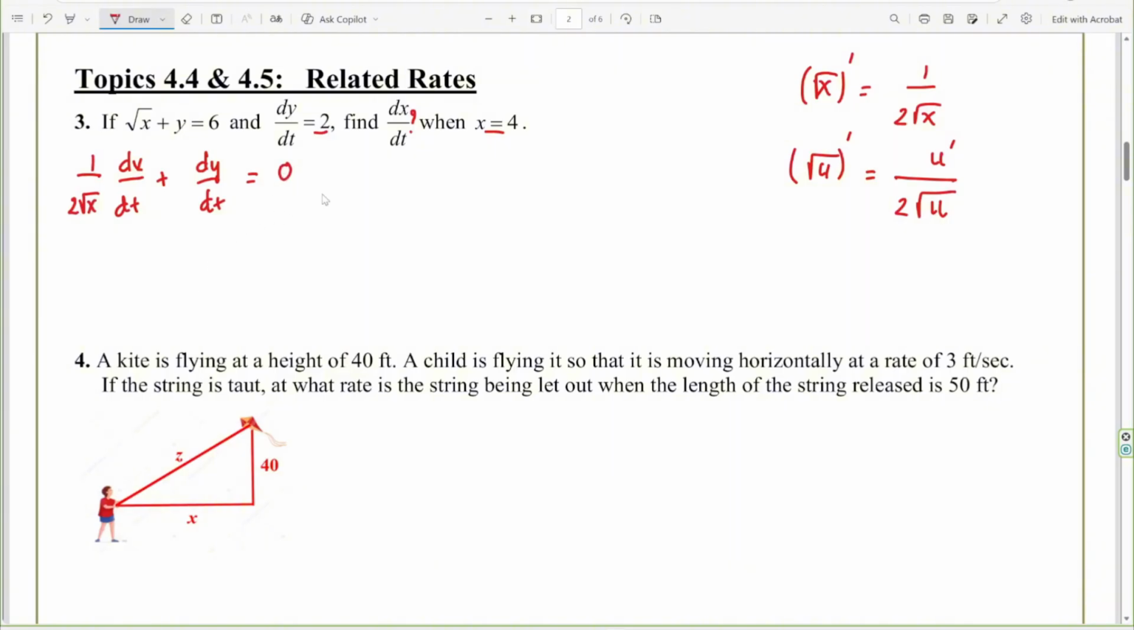Now you just plug in values. x equals 4, substitute over here. So 2 square root of 4 is going to be 4, right? So it becomes 1 over 4 dx/dt, plus dy/dt, which equals 2 right here, equals 0, right? Now subtract 2 from both sides and then multiply both sides by 4, right? So we have dx/dt equals -8. This one is the final answer, right?